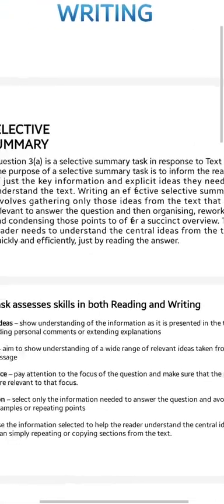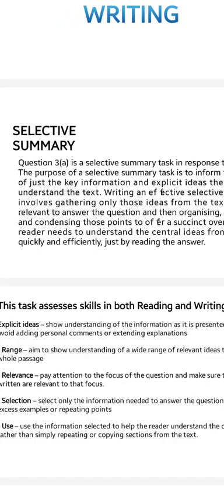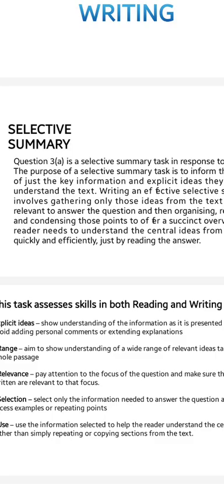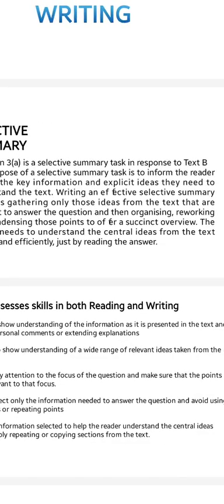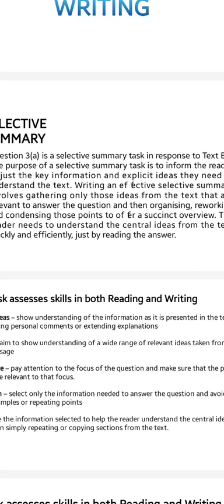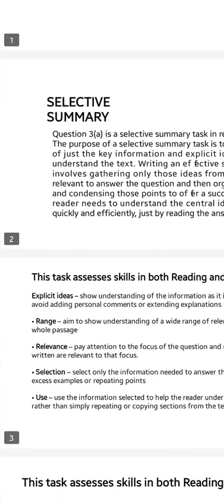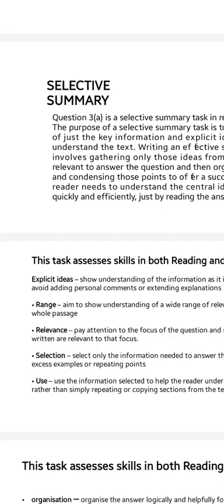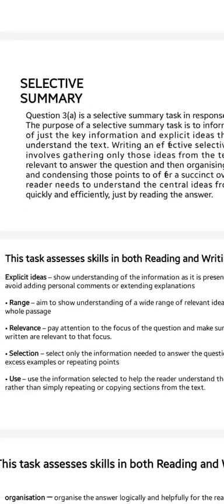Writing an effective selective summary involves gathering only those ideas from the text that are relevant to answer the question and then organizing, reworking, and condensing those points to offer a succinct overview. Succinct means precise, to the point, without even wasting a single word. So, the reader needs to understand the central ideas from the text quickly and efficiently just by reading the answer.